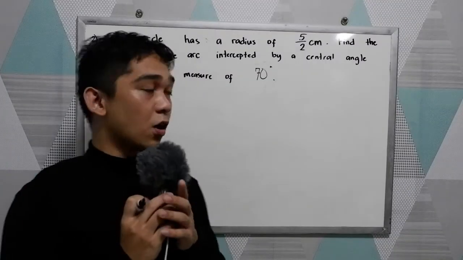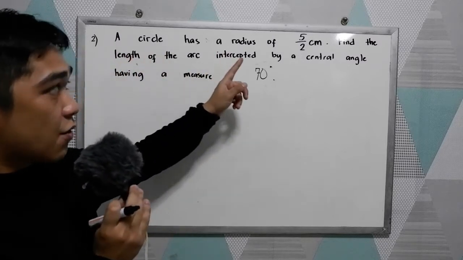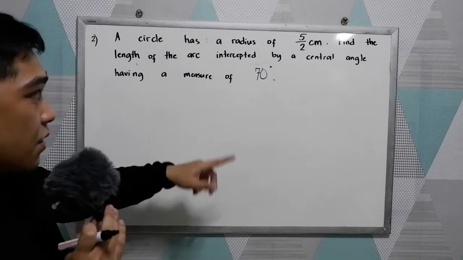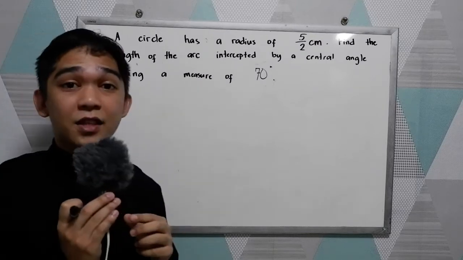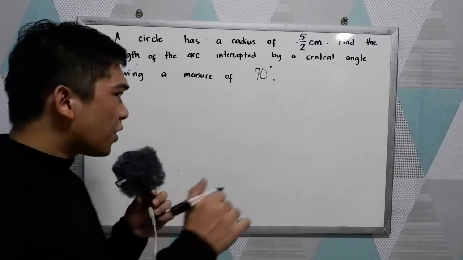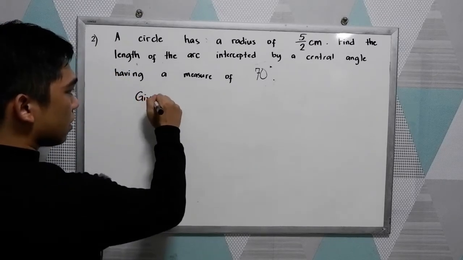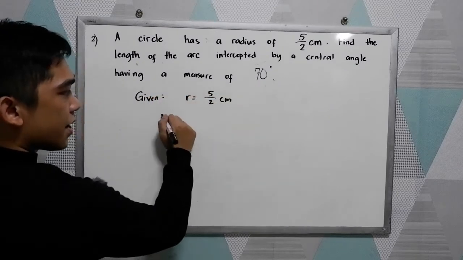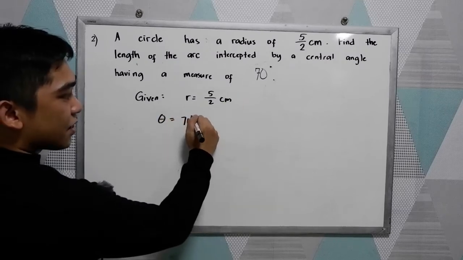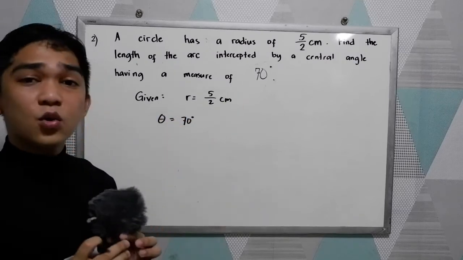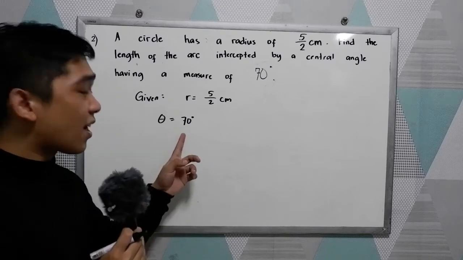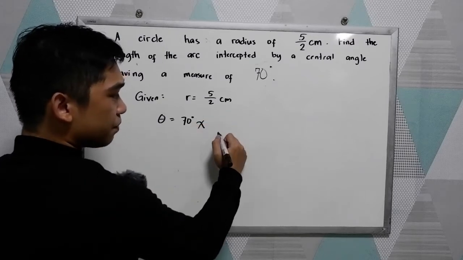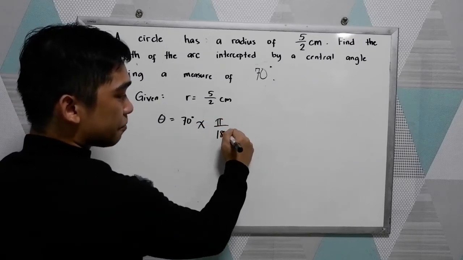Now our second example. A circle has a radius of 5 over 2 centimeters. Find the length of the arc intercepted by a central angle having a measure of 70 degrees. Write all the given. We have a radius of 5 over 2 centimeters and central angle 70 degrees. Now convert our central angle into radian measure. So multiply it by pi over 180.